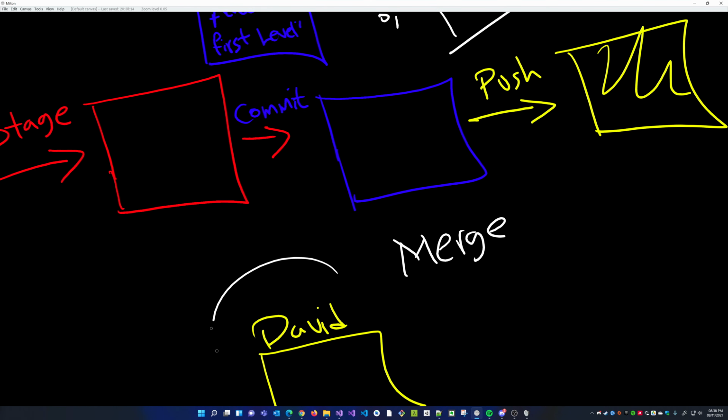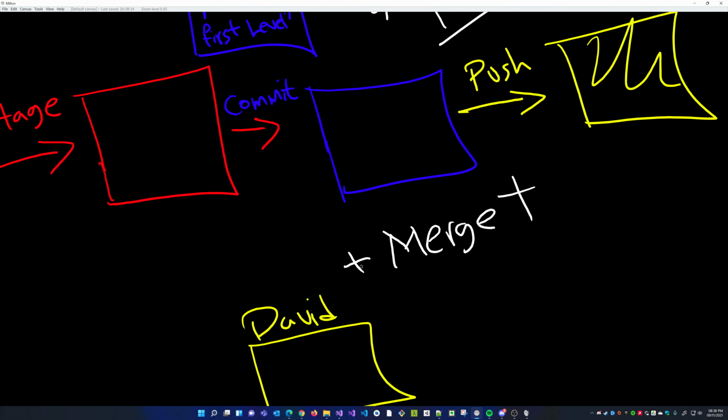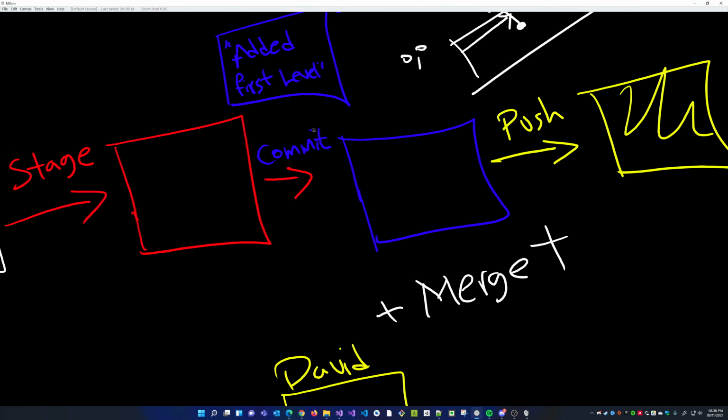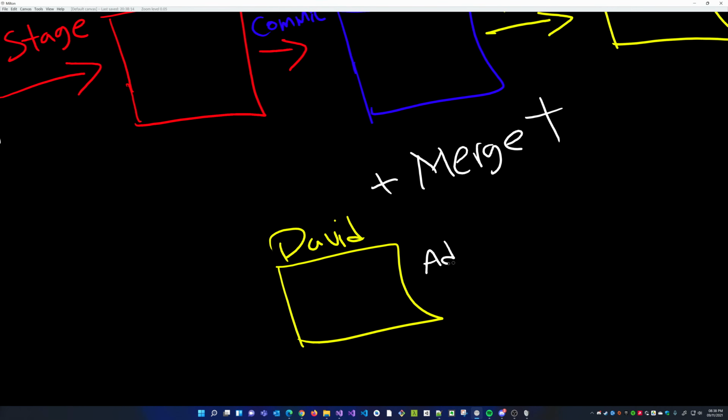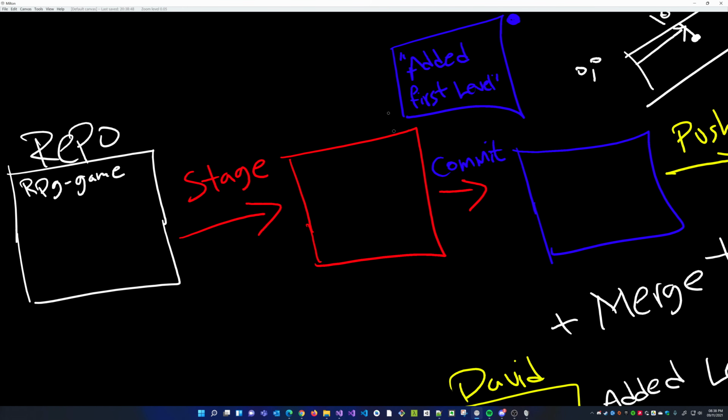So I'm merging David's code with my code. So I'm combining both of the code before I push it online. And this merge process happened on my own machine. So for example, David added level 2, right? That's what he did. Okay. And you are adding the first level.